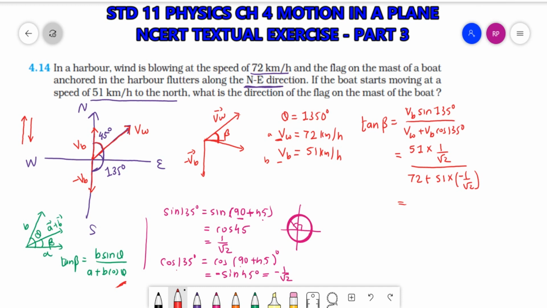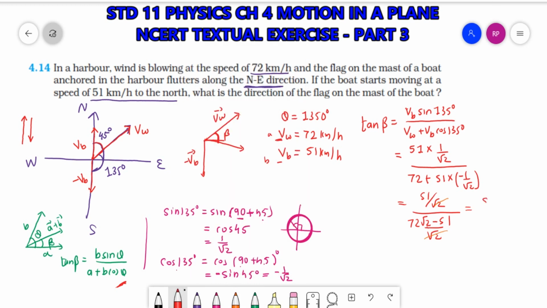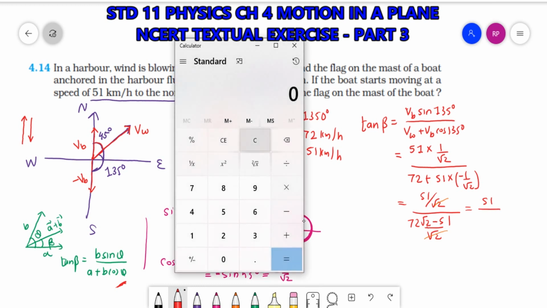So this will be equal to 51 upon root 2, upon taking the LCM, that is root 2, 72 into root 2 minus 1 into 51 minus 51. So root 2 will be cancelled. Now let's calculate. First we will solve 51 upon 72 into root 2.